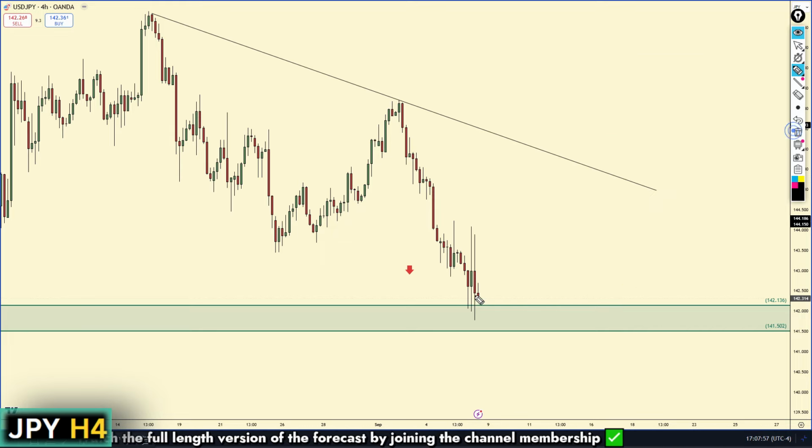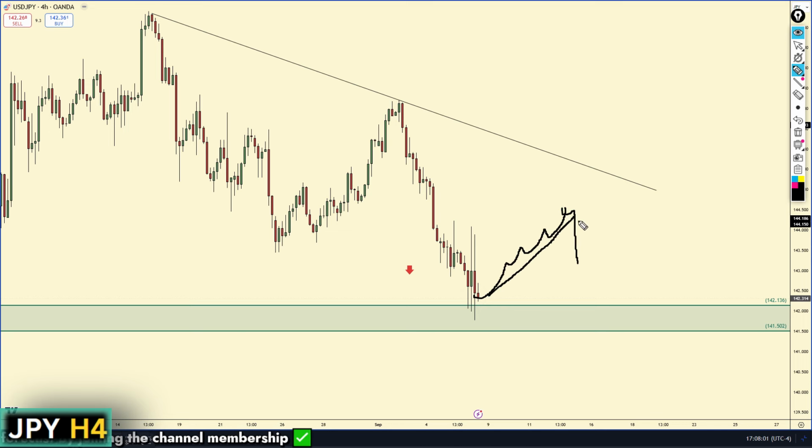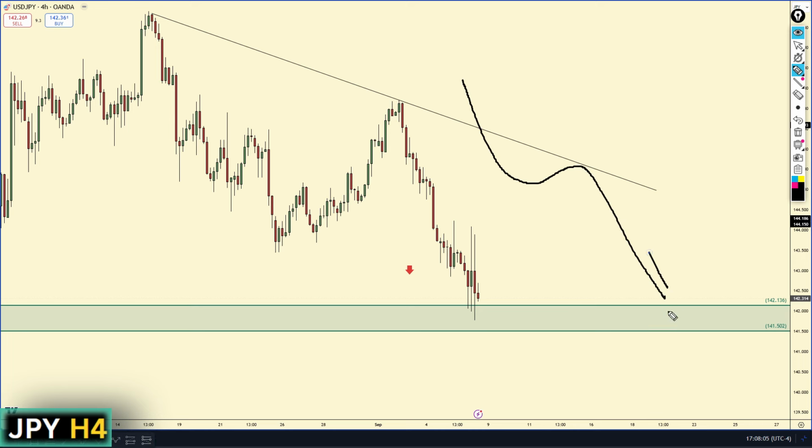So let's say we get a nice pullback, we have a 15-minute trend to the upside, then all of a sudden, boom, we break the 15-minute trend. Any supply zone could be a good little supply zone short because it's with the overall trend.